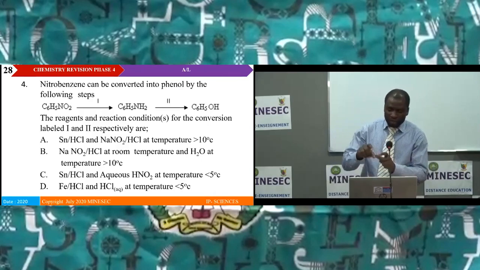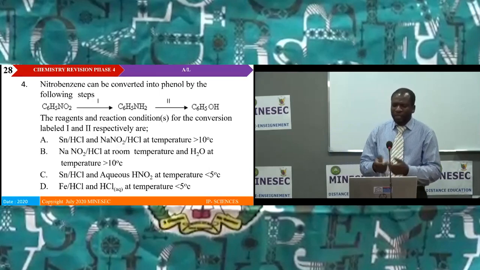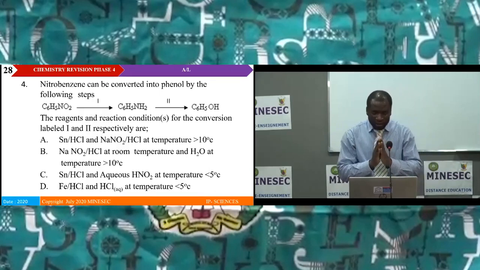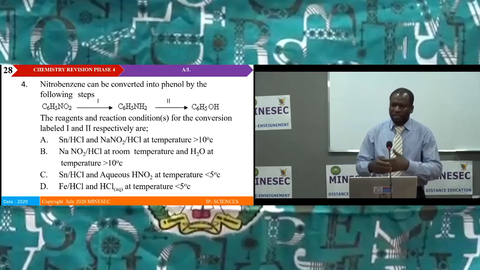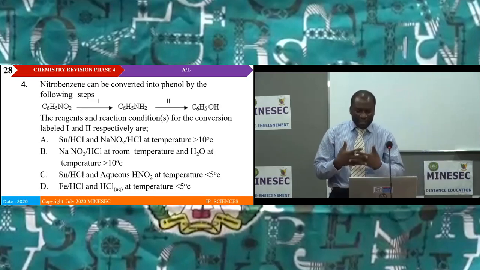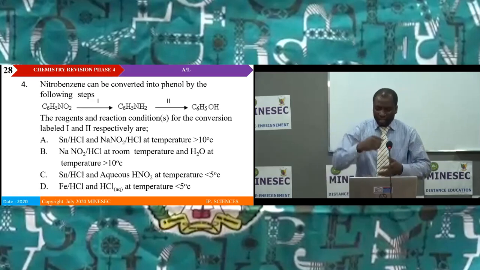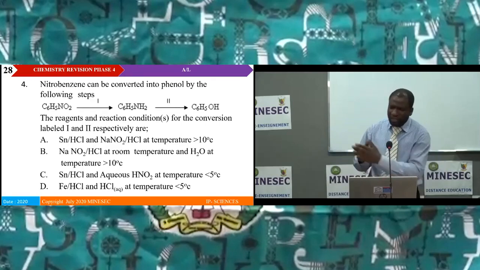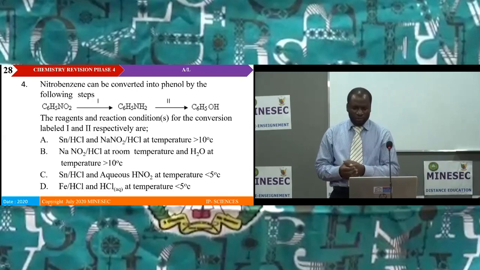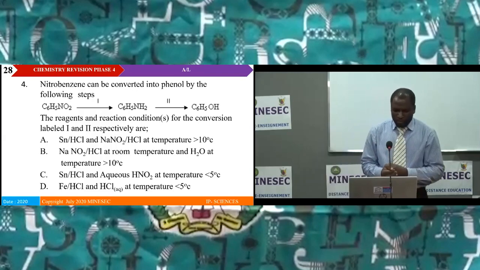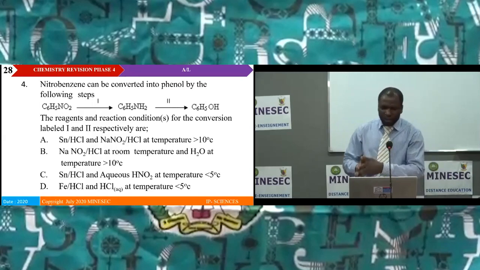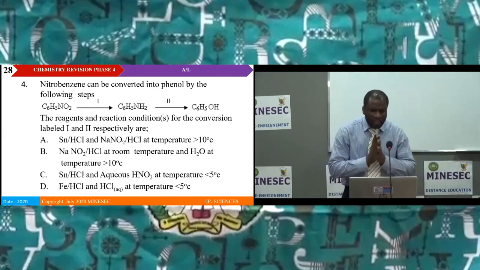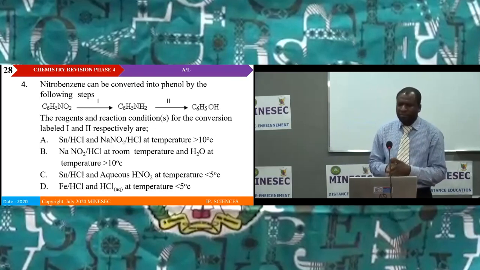We are reducing, that's reduction. Then to be able to form phenol from phenylamine, we react to form the diazonium salt. Then the temperature now determines the formation of phenol. So to reduce from nitrophenol to phenylamine, we use tin in hydrochloric acid.